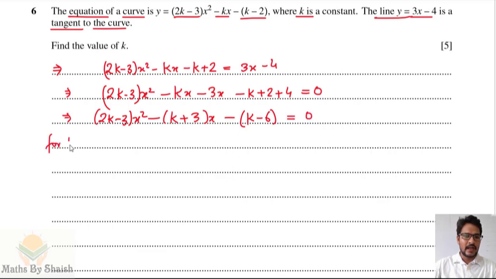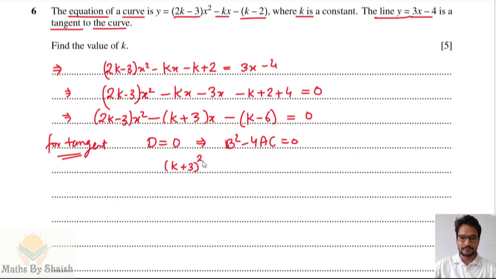Now for tangent, for this line to be a tangent, discriminant D should be 0, that is b square minus 4ac should be 0, and b square in this case is minus (k plus 3) whole square, so it becomes only (k plus 3) square, because square will remove the negative sign. (k plus 3) whole square is the same as, because this minus 4ac will go to the other side, it becomes plus 4ac. 4 into a, which is 2k minus 3, and c is minus k minus 6, so it becomes minus here and it becomes k minus 6. So we will simplify and we will get the value of k.